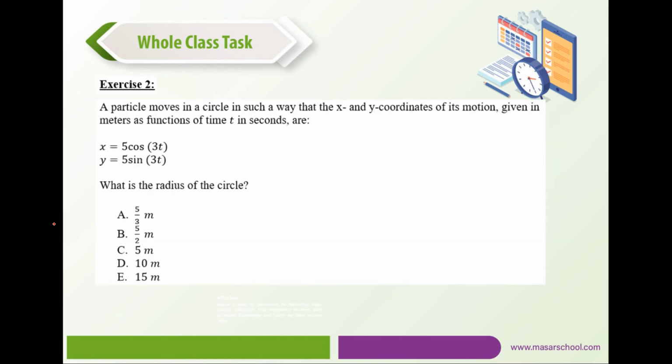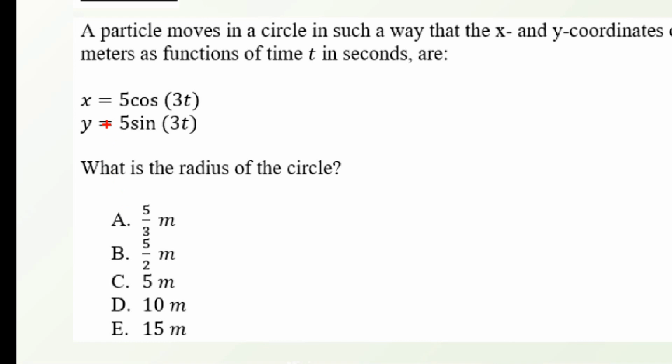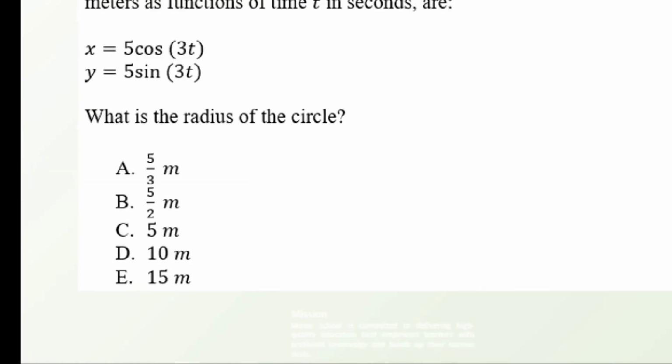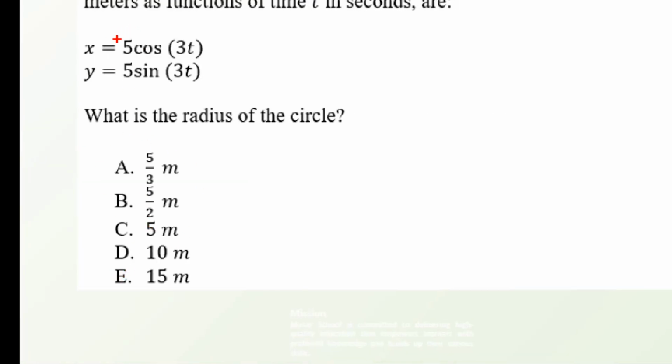Exercise 2, a particle moves in a circle in such a way that the x and y coordinates of its motion, given in meters as a function of time in seconds, are as shown. If you look carefully, they have the same coefficient and same angle, so it's a circular motion. Believe me or not, if you try doing the calculation, the radius would be simply the coefficient, which is 5, then the correct answer in this case is C.